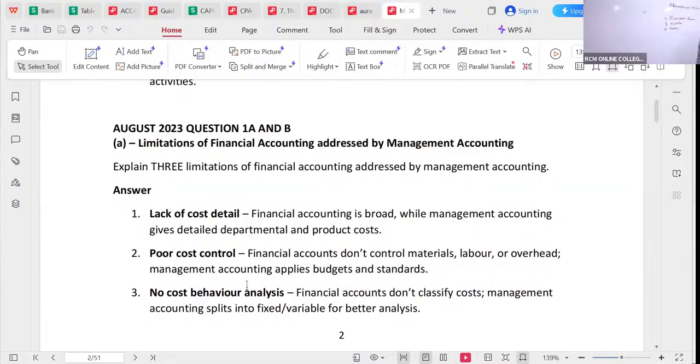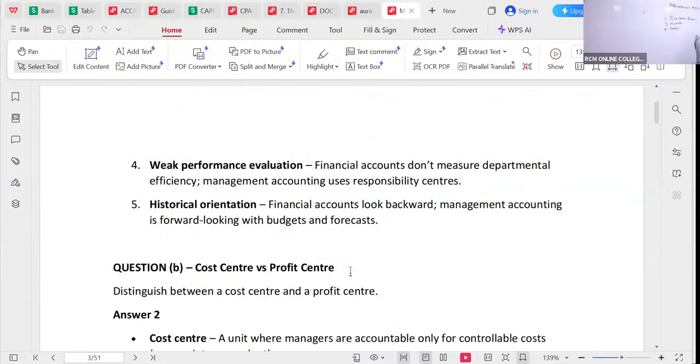No cost behavioral analysis. Financial accounts doesn't classify costs. Management accounting splits into fixed and variable for better analysis. Weak performance evaluation. Financial accounts doesn't even measure departmental efficiency. Management accounting uses what we shall be calling responsibility centers. Historical orientation: financial accounts looks backward. Management accounts is forward looking, with budgets and forecasts.